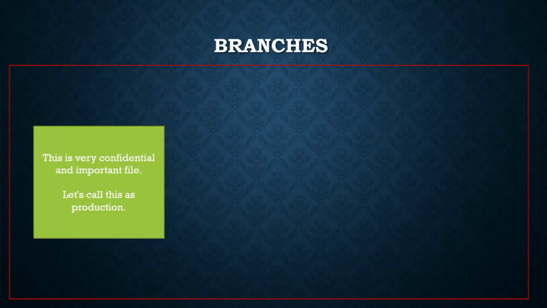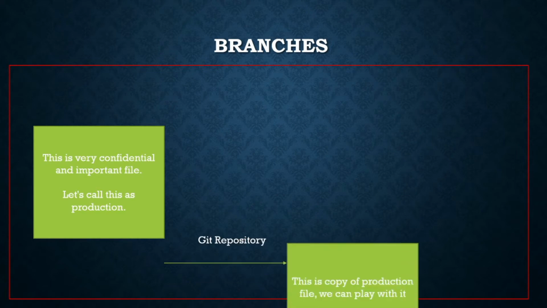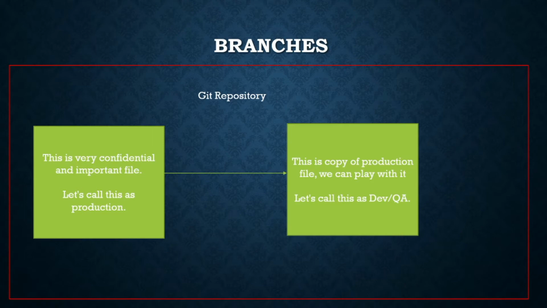So in this case, one of the solutions is we can create a separate copy of this file and play with that copy. Let's call that copy dev or QA. Dev or QA is a copy of our production file. Our production file is the original file, which is very important and confidential and plays a vital role in our production system. QA or dev is a copy of the file where it doesn't make a lot of impact. We can play with that file, make a lot of changes and see how the file looks after the change, and if we want we can apply this file anywhere.